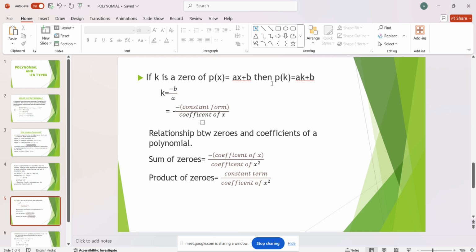That is one general form. Minus b by a means minus constant term divided by the coefficient of x. So if k is a zero and p of x equals ax plus b, then p of k equals ak plus b. What is the value of k? K equals minus b by a, that is, minus of the constant term divided by the coefficient of x.